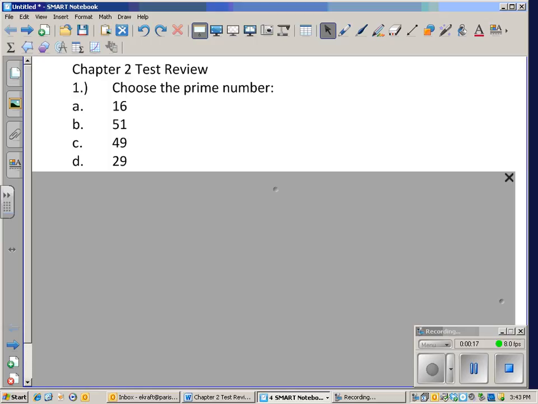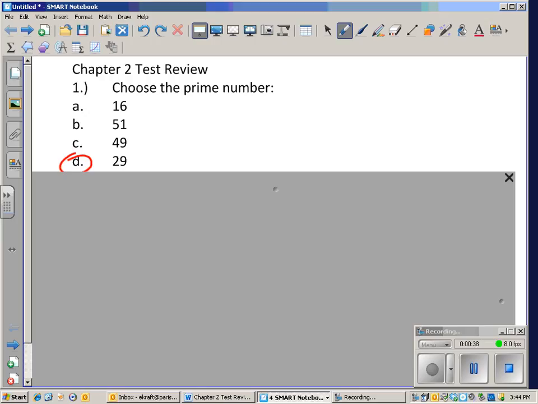So choose the prime number from the set of answers and pause the screen right now and then come back and check your answers. Did you pause? Okay, we're going to give you the answer right now. Very good. That is the answer. 29 is a prime number.